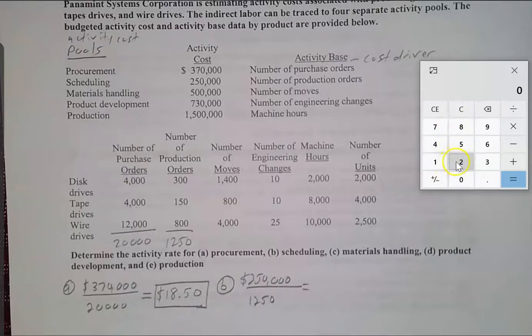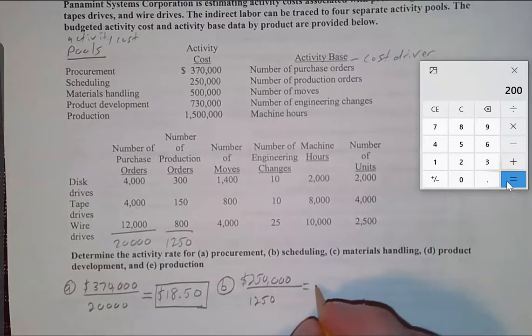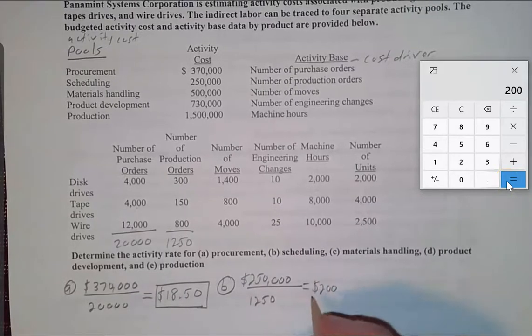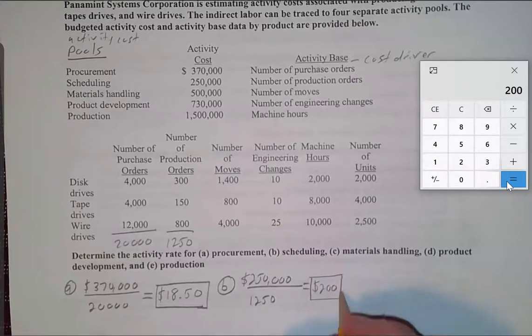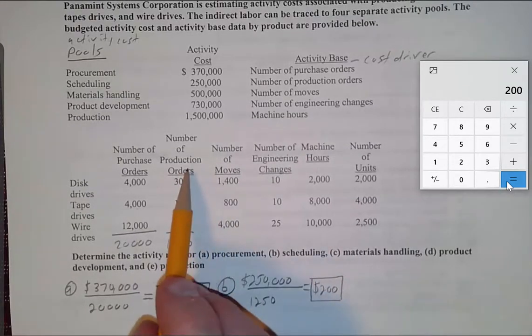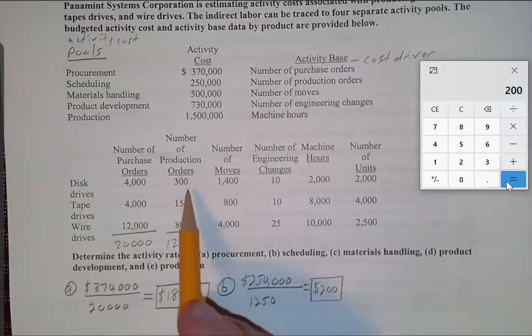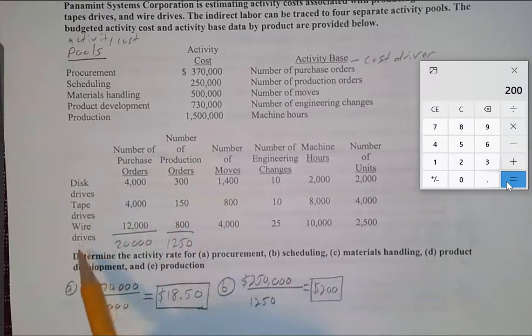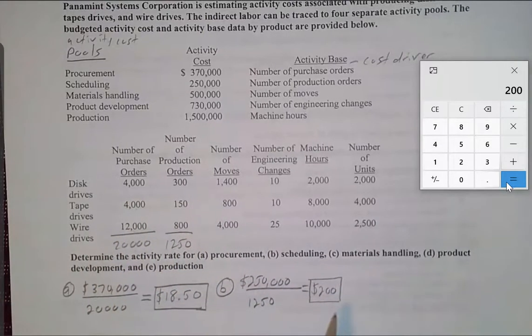Yeah, gonna have to start over. I made a goof there. $250,000 divided by 1,250. And we come up with an activity rate of $200 per production order. And again, all three of these products have this activity. So this is going to be another overhead cost application component.